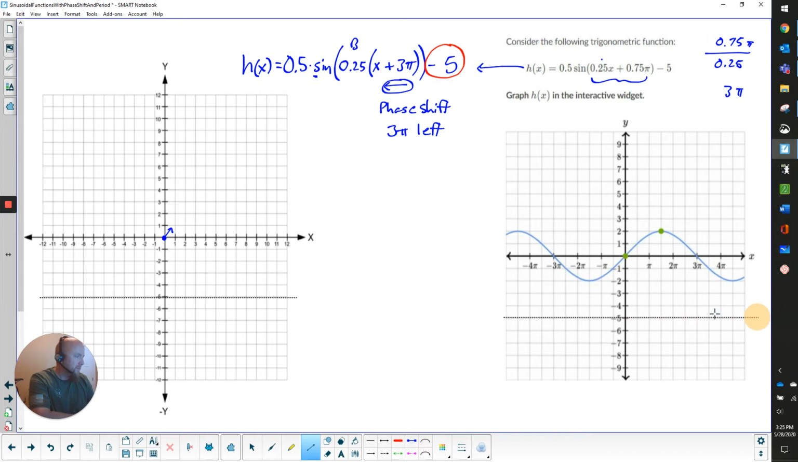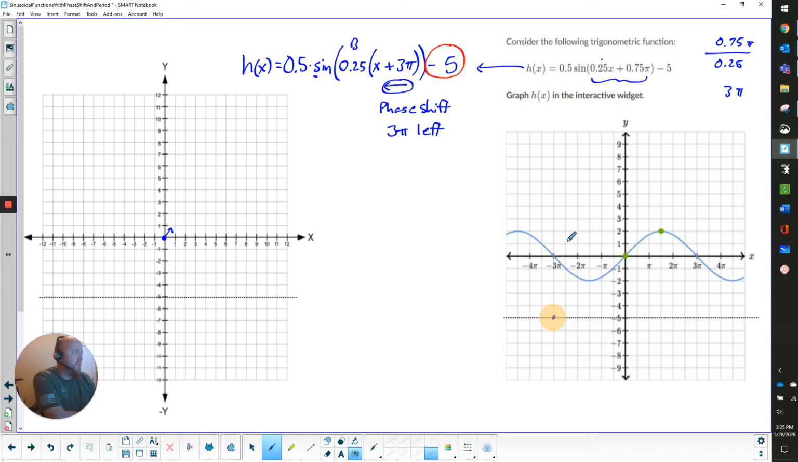Okay, there's my midline. Sorry, I'm going to change gears and just go on the graph on the right here. And instead of the anchor point being at the origin, it's going to be going through -5. But wait, we've got that phase shift, left 3 pi. So I could take that point and put it right here.